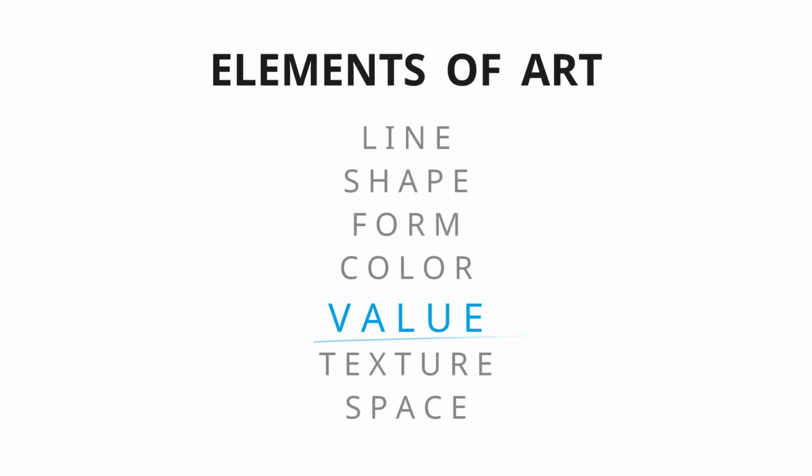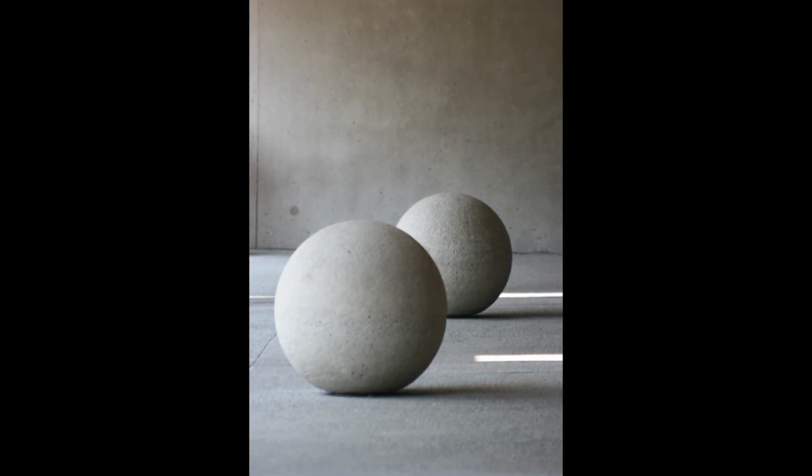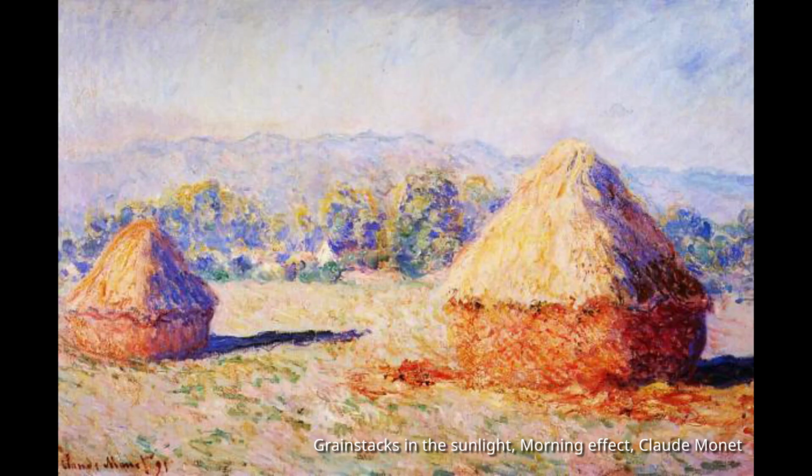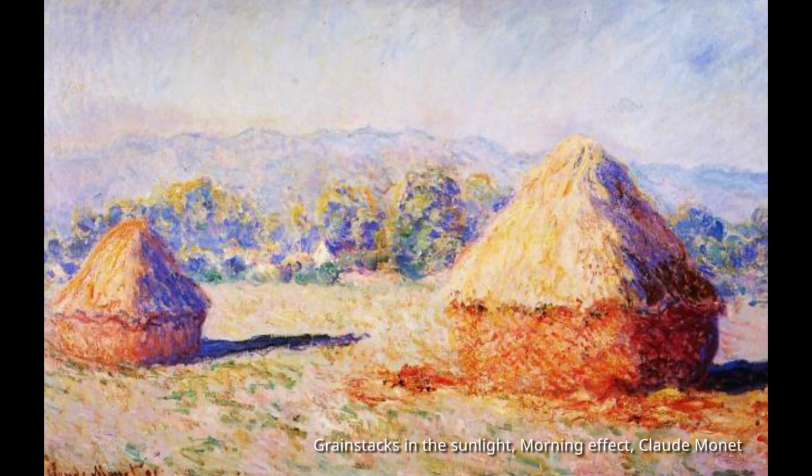Value is one of the 7 elements of art with line, shape, form, color, texture, and space. Value is how light or dark a color is. It is used to make objects look three-dimensional. The value scale shows you a full range of values from white to black.